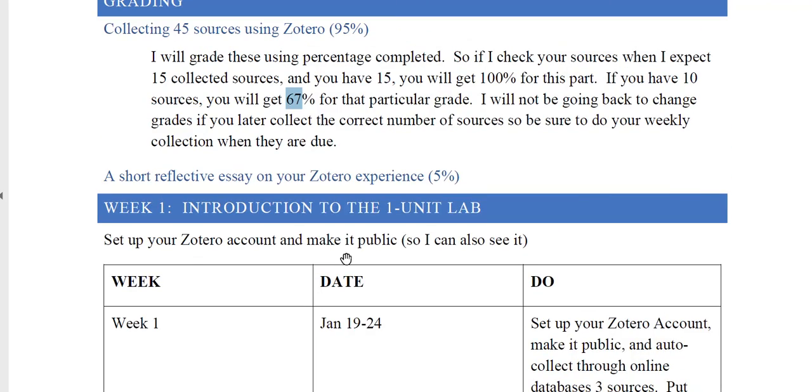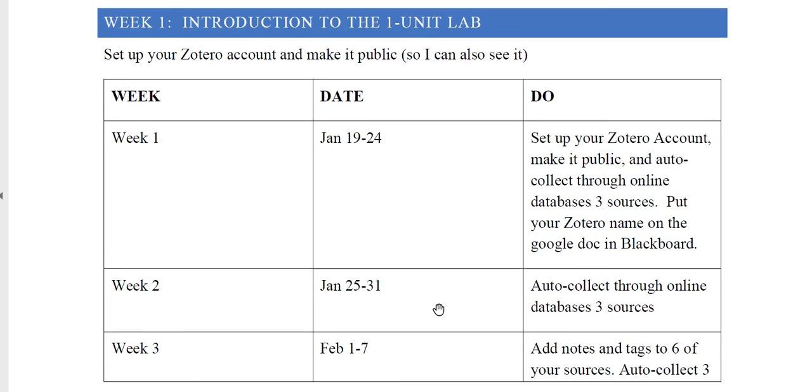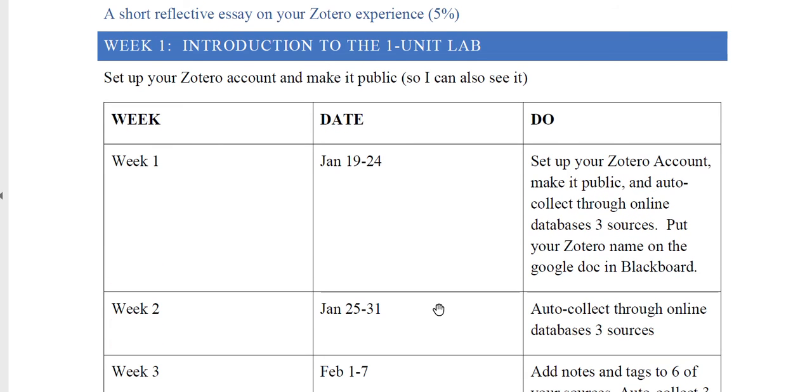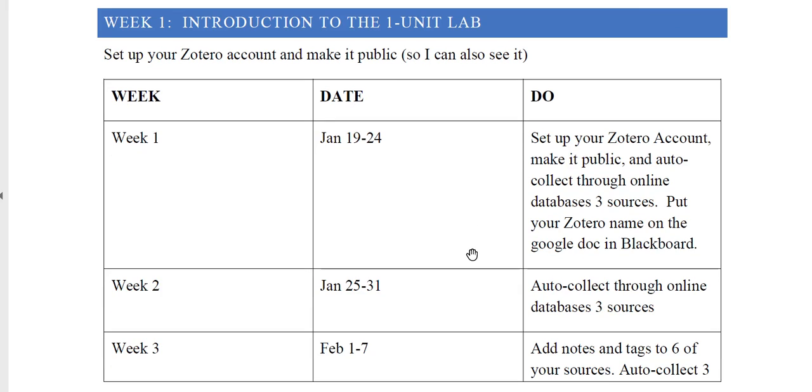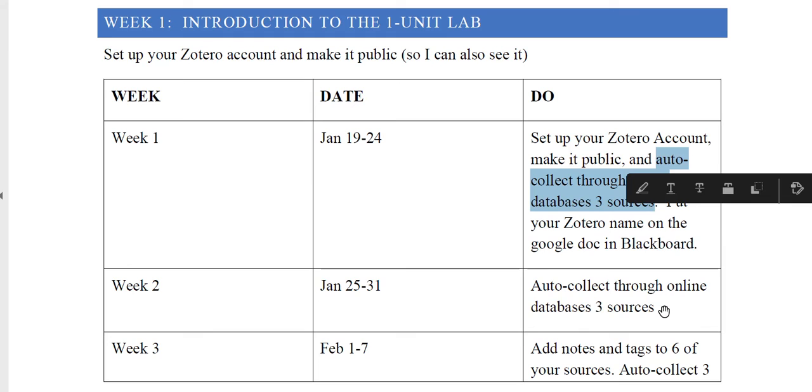And at the end, I'm going to ask you to write a very short reflective essay on what you've learned about Zotero and how you're going to use it. What I've done here in the syllabus, again, fairly easy, is what you should be doing each week. So in the first week, I want you to set up your account. And again, I'll have a video on how to do that. Make it public. And then I will show you how to collect sources through the library. And I want you to start collecting 3.